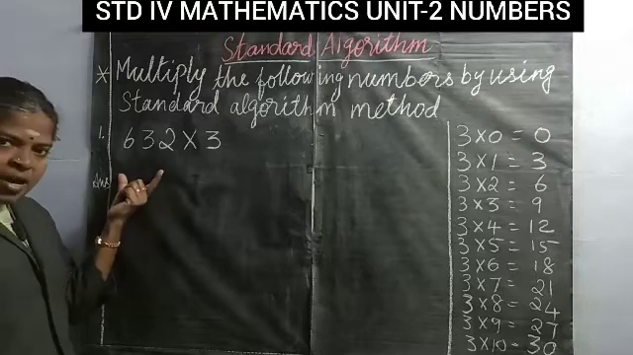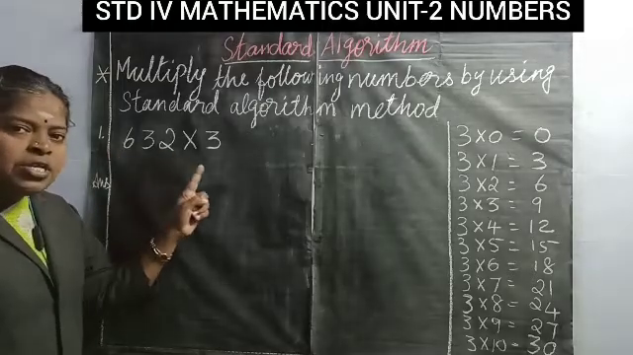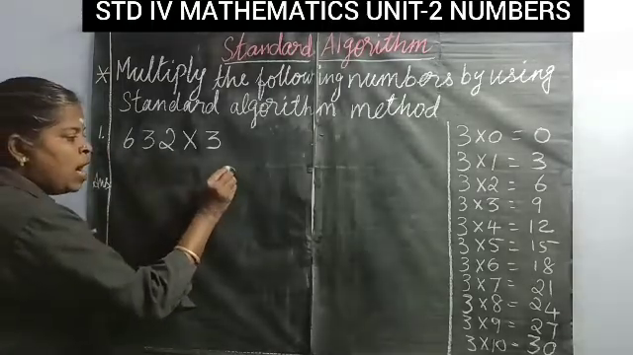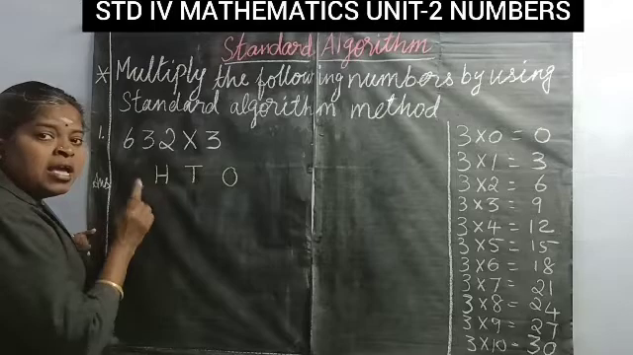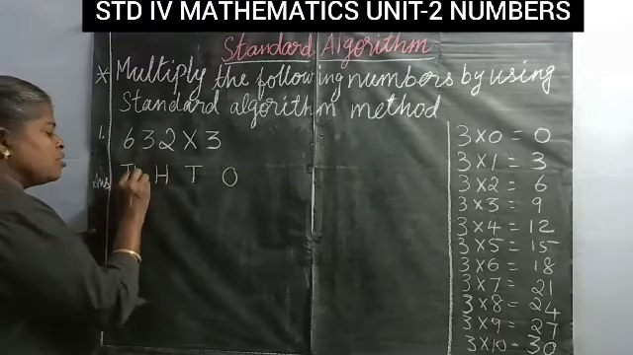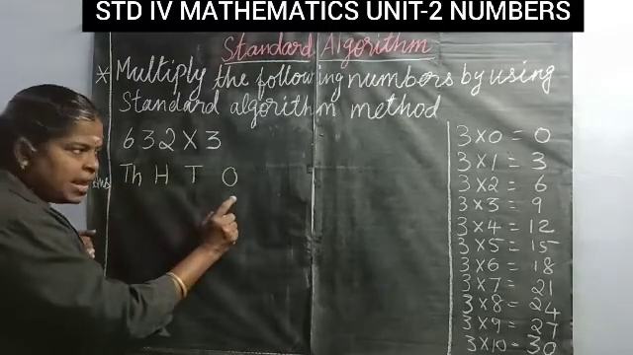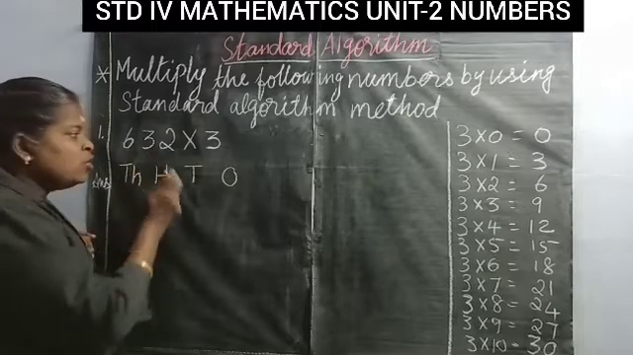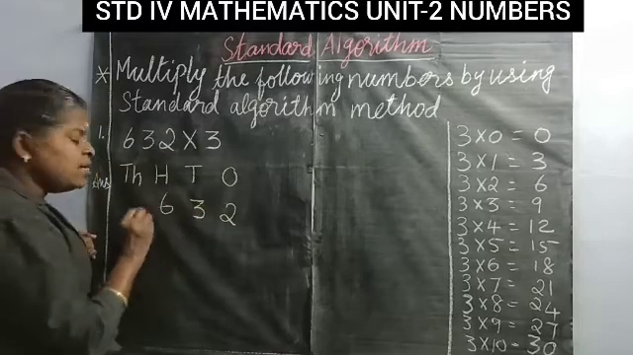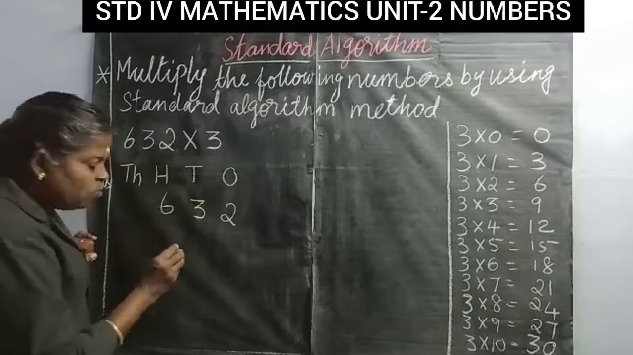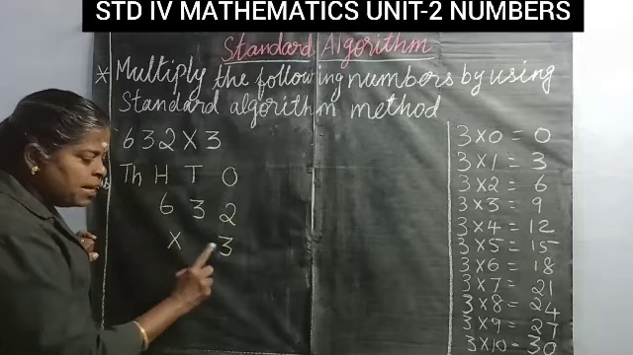Look at here, there is given 632 into 3. First we write ones, tens, hundreds. We have to write one extra place value, 1000. After that, leave one finger gap. Then write 2 in ones place, 3 in tens place, 6 in hundreds place. Then down, put the multiplication symbol and write 3.